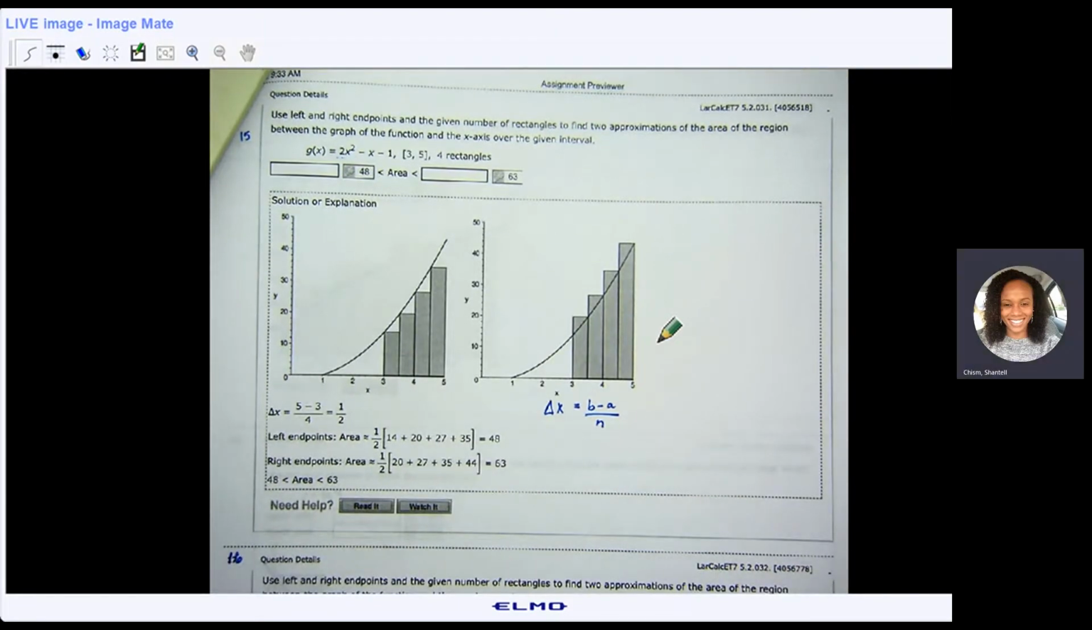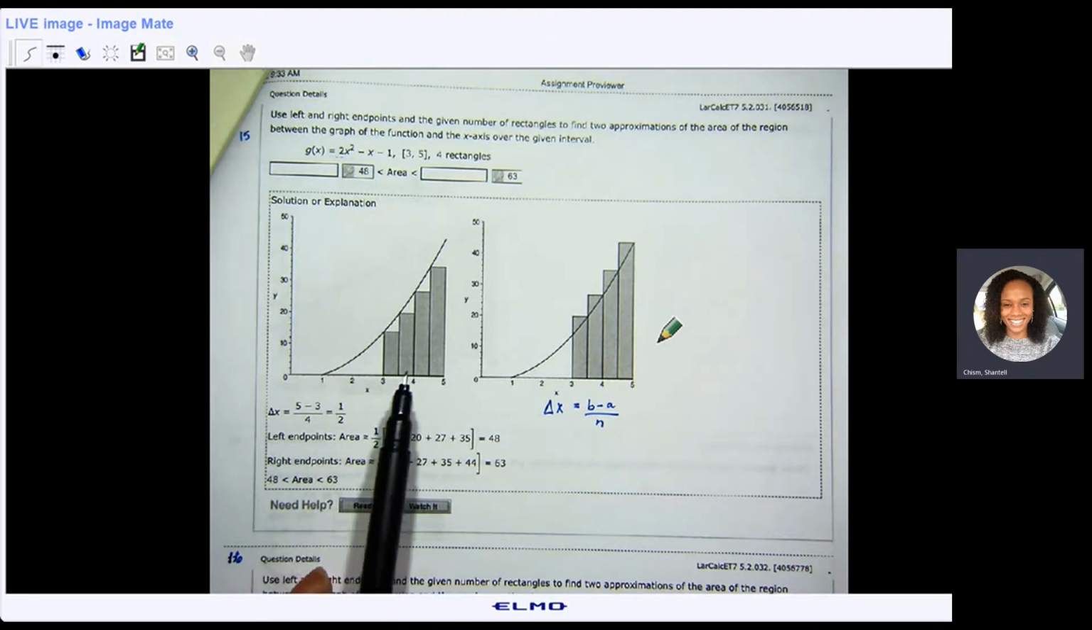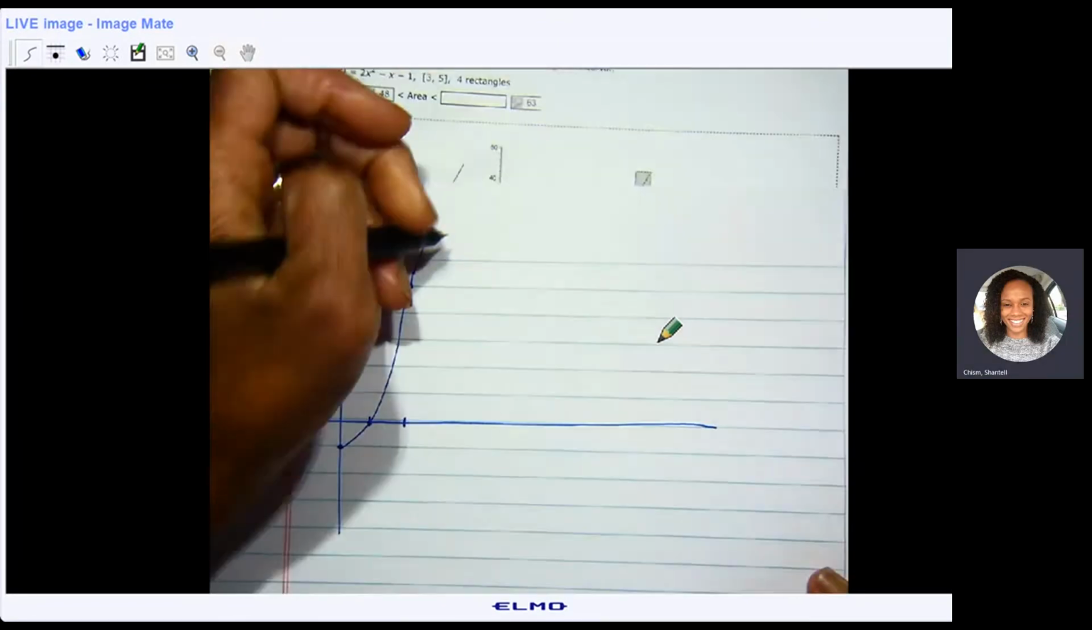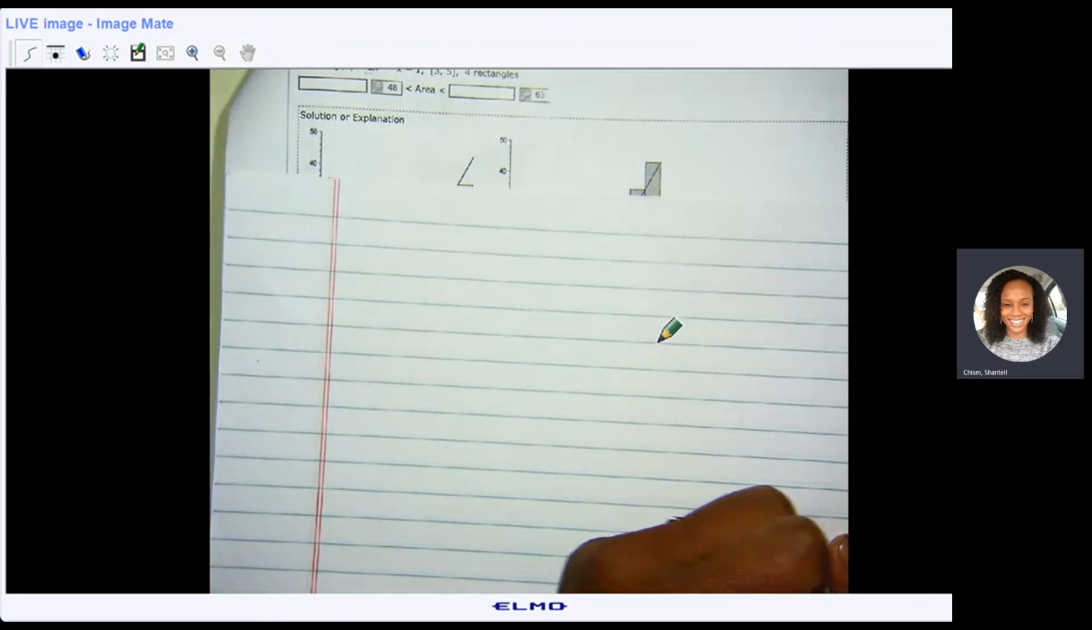You would kind of need to know that you have to partition this region. You kind of need just a little picture. You're partitioning this region into 4 from 3 to 5. So that graph is terrible. Let me flip that over. I need a little more room here.